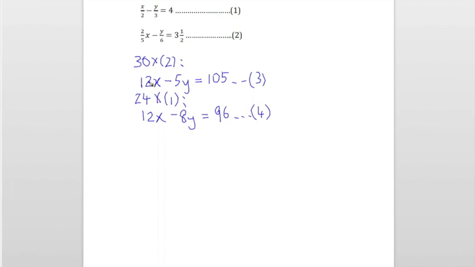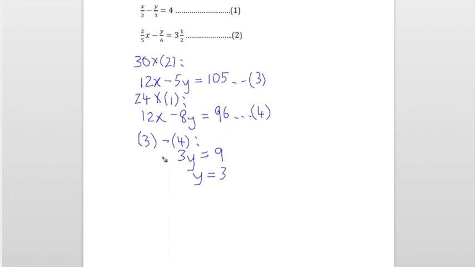Once we have a common term, that is 12x, then we can remove it. To remove it, we take equation 3 minus equation 4. And this gives us 3y equals 9. That is, y is 3.